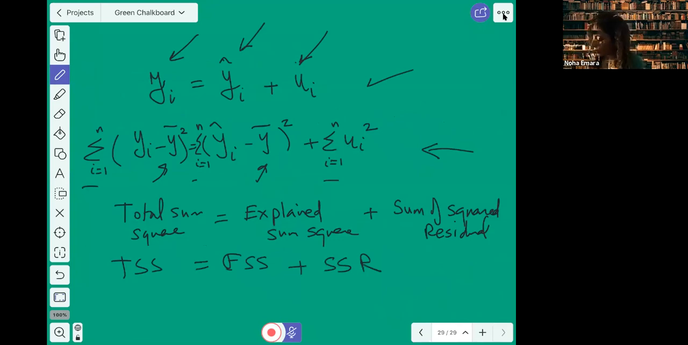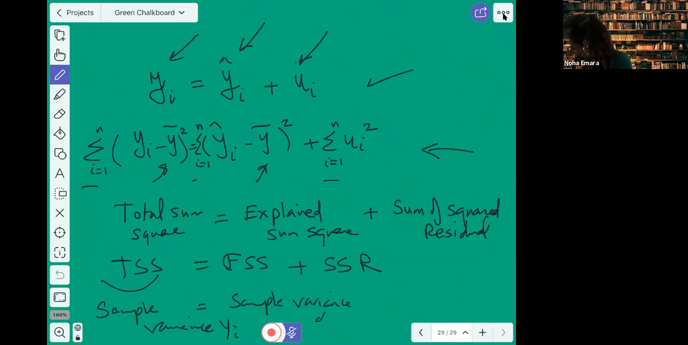The total variation, and you can call this the variance decomposition analysis, because this is telling me that the sample variance of yi is equal to the sample variance of yi hat, plus the sample variance of the ui hat. So this is called the variance decomposition analysis, okay?